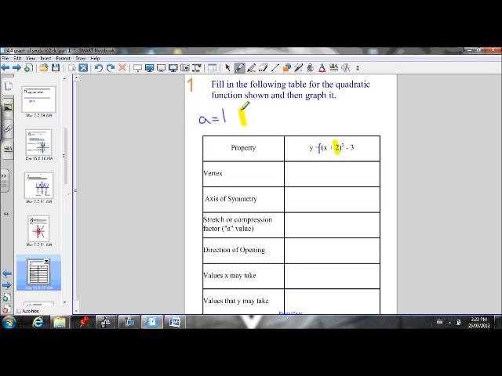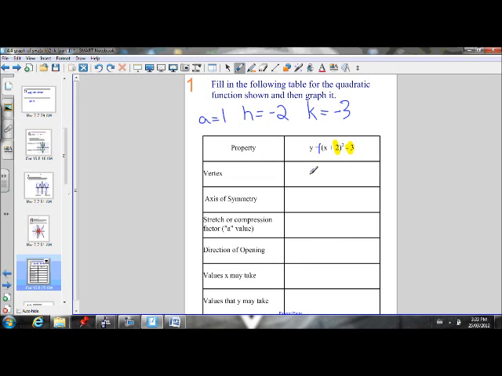So our h value is negative 2. And our k value, k is right here. Our k value is negative 3. k equals negative 3. Good. Now we have everything we need to know in order to fill out this entire table.